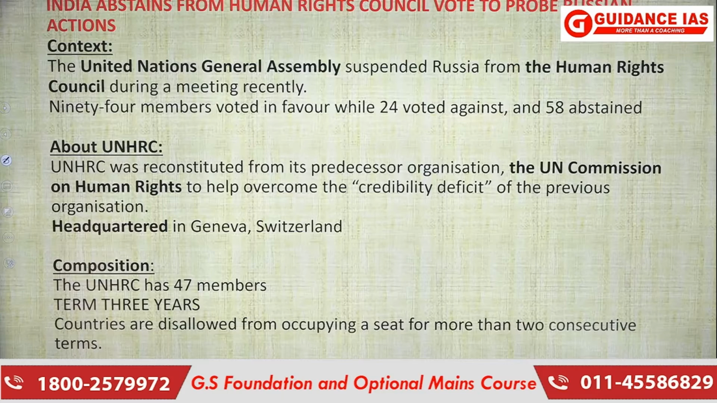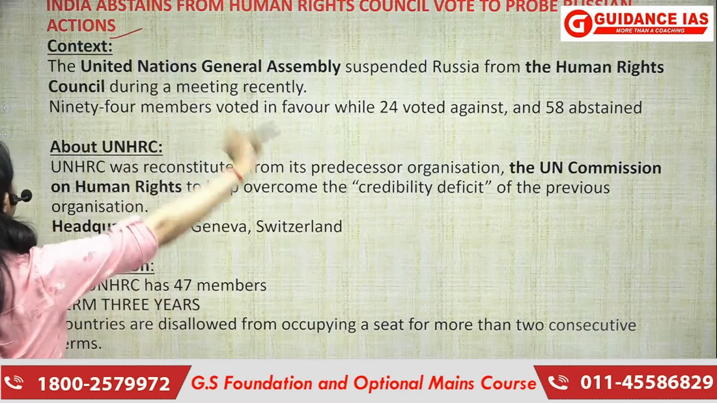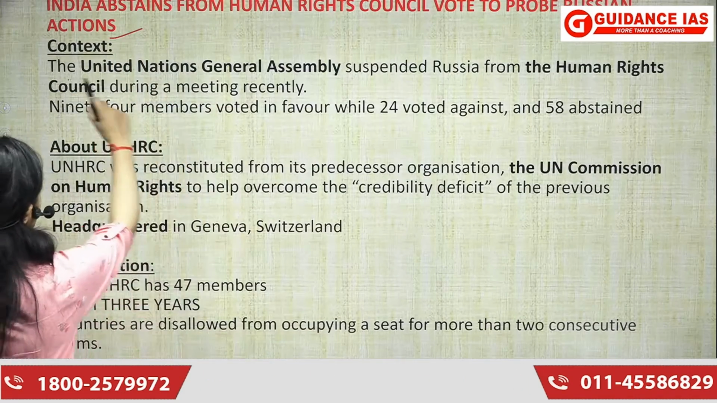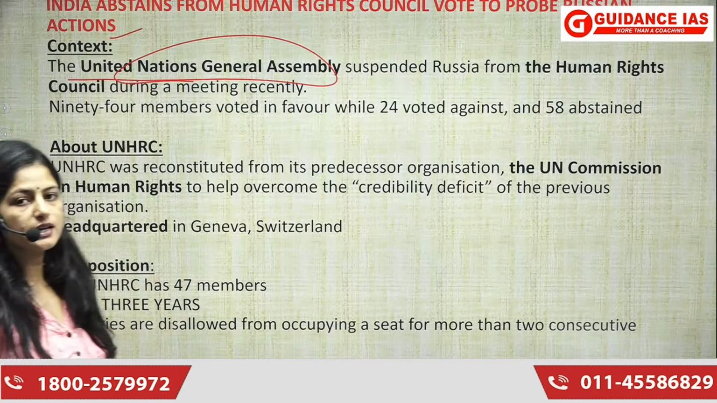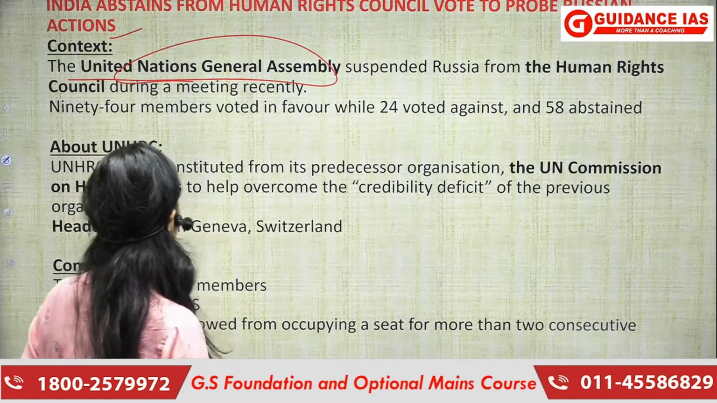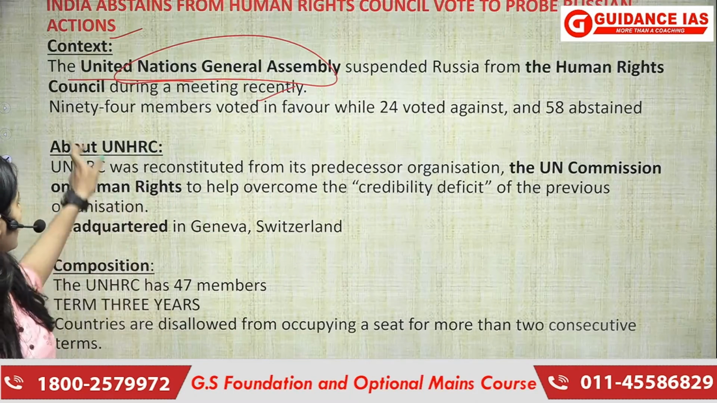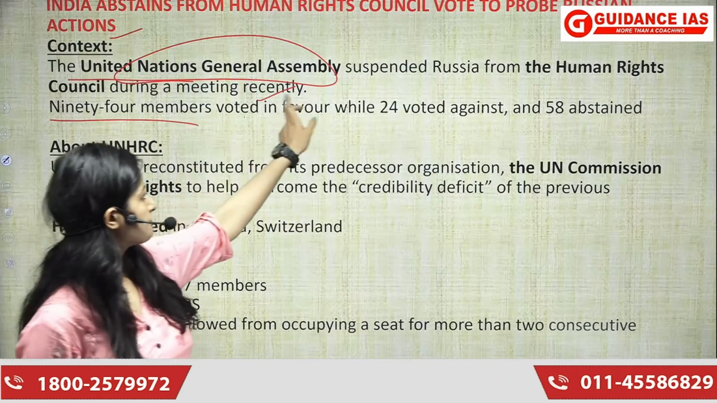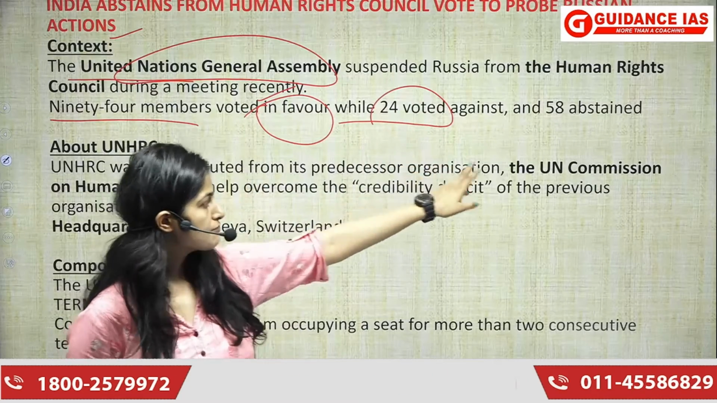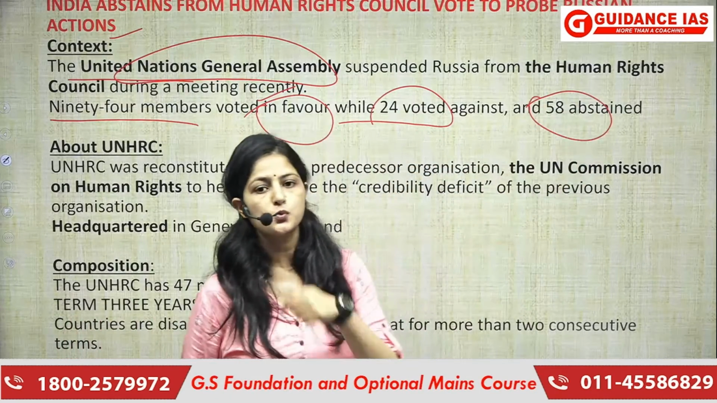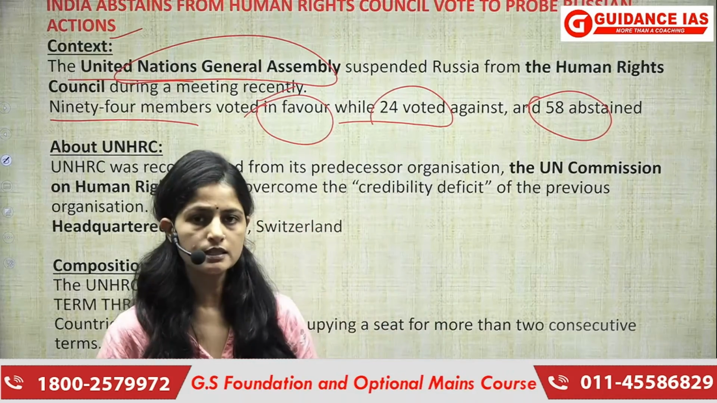Next is India abstains from Human Rights Council vote to probe Russian actions. India actually, elections were happening in the UNGA. So UNGA suspended Russia from Human Rights Council during a meeting which was held recently, and there were 94 members who voted in favor of this decision of UNGA, while 24 against it, and 58 members abstained from voting. And we were the ones who abstained from voting regarding this decision.